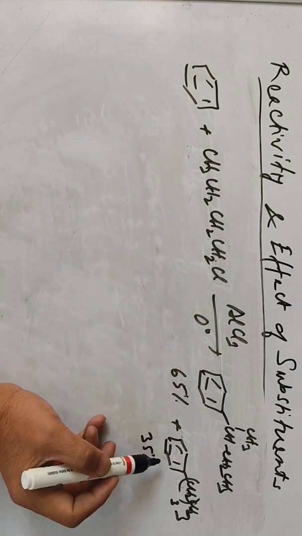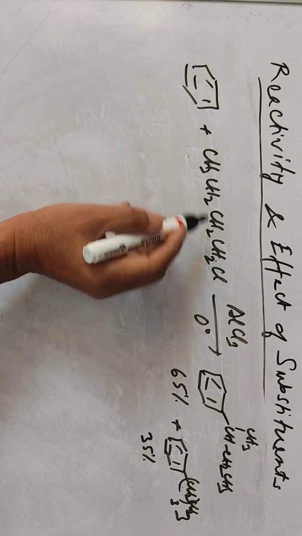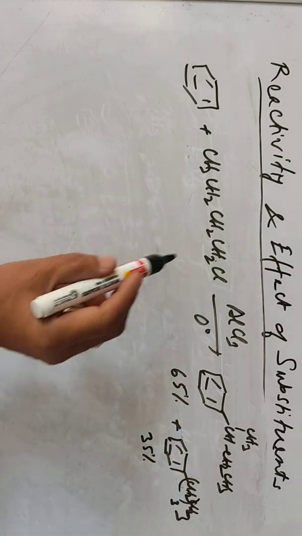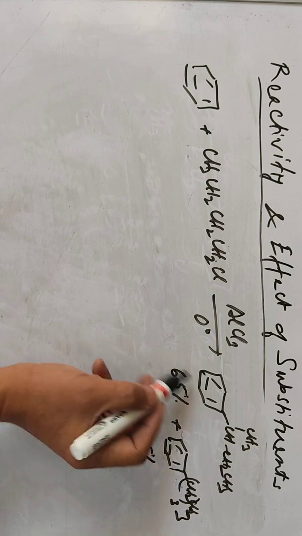The primary carbocation undergoes rearrangement, and we get a secondary carbocation. Then the secondary carbocation reacts with the benzene, so we got this product. The secondary carbocation is more stable than the primary, so that's why we got the major product here.